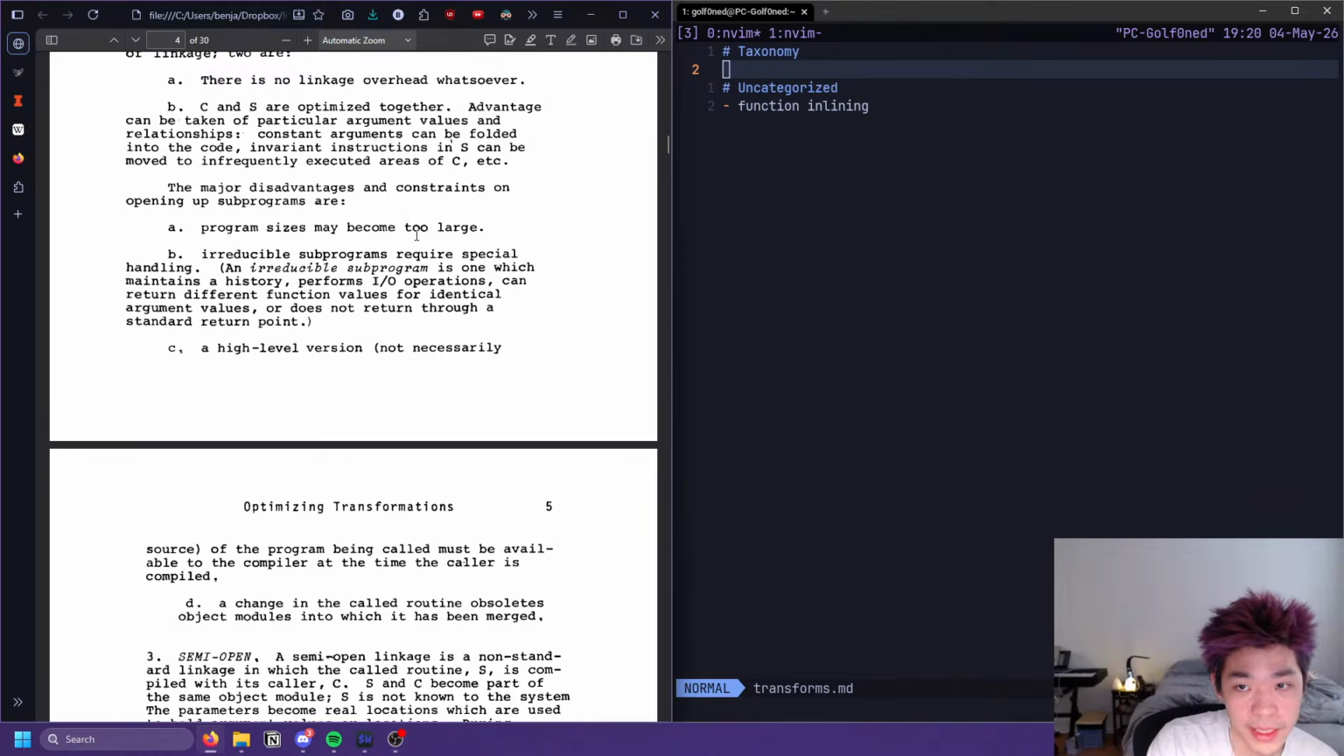Okay, so drawbacks to inlining. Programs get big, that makes sense. If you copy a 1000 line function in 10 different places, your code 10x's in size. So that's probably bad.